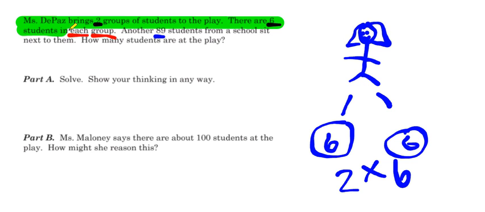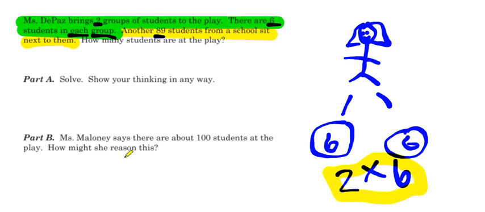Then you have another group of students that sat next to them, right? And how many kids were in that group? Correct, 89. So what you need to do is, to the answer that you get right here, 2 times 6, you're going to go ahead and add those 89 students. And that's going to tell you how many students are in the play. Okay?